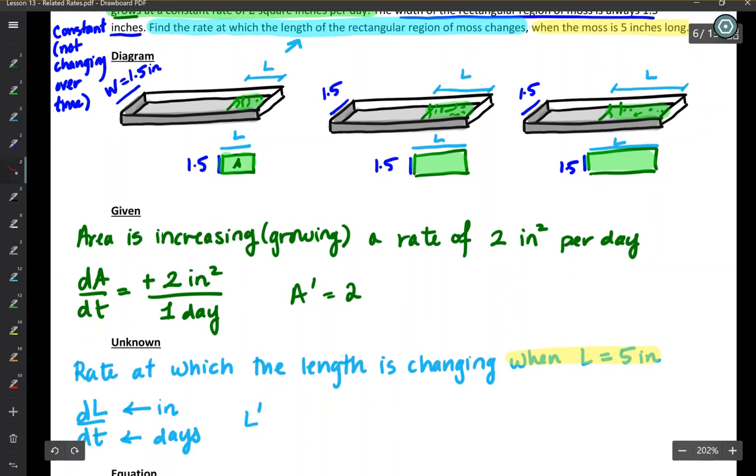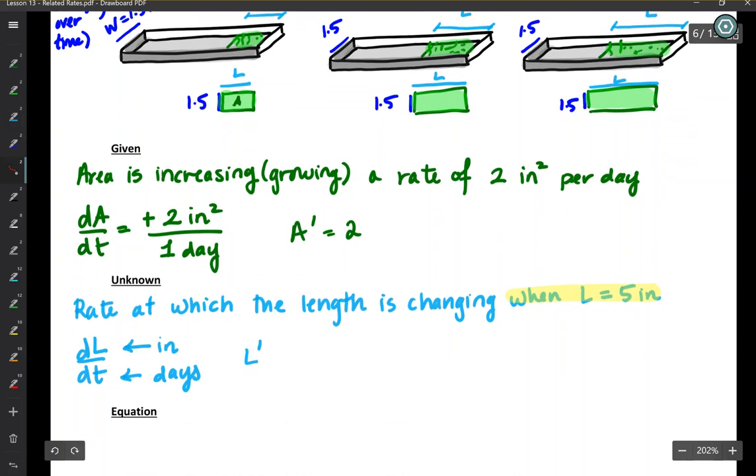And again, it's worth noting, since the area is increasing over time and the width is constant, the length has to be getting bigger and bigger too. It's increasing. So I'm expecting dL/dt or L prime to be positive, right? Greater than 0. And now it's time to go ahead and relate our variables.